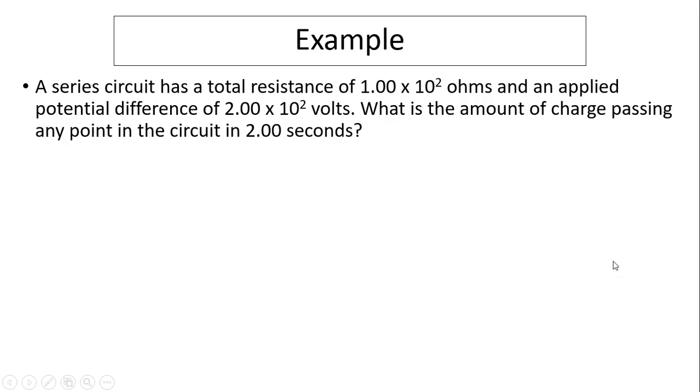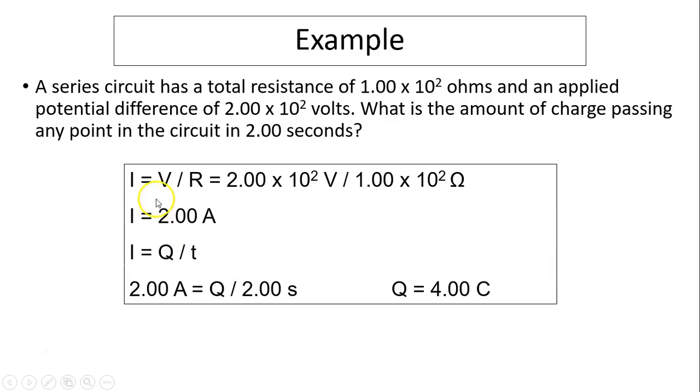Let's take a look at this example. A series circuit. We don't know what a series circuit is yet, you don't have to worry about it. You know the total resistance is 100 ohms and the potential difference is 200 volts. What is the charge passing any point in the circuit in 2 seconds? Well, if we know the voltage and the resistance, what we can find is current. Current is V over R, so current is 2 amps.